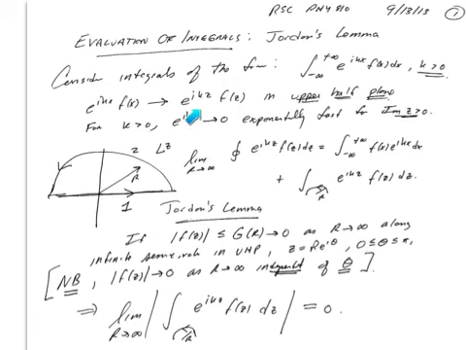Analytically continuing, e to the ikx f of x becomes e to the ikz f of z in the entire complex plane. But for k greater than 0, if you think about what happens in the upper half plane, e to the ikz goes to 0 exponentially fast, because in the upper half plane, the imaginary part of z is positive, and for k positive, e to the ikz then goes to 0 exponentially fast. Of course, it's easy to see what we would have to do if k is less than 0. In that case, we'd have to think about the lower half plane.